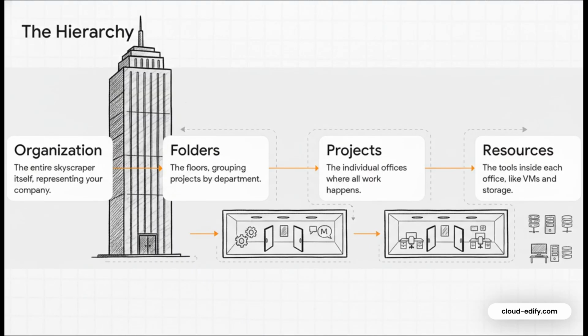First, you've got the organization. That's the entire skyscraper. Then you have folders. Think of these as the different floors in the building, grouping things by department, like, say, engineering or marketing. Now, on those floors are the projects. These are the individual offices where the real work gets done. And finally, inside each office, you have your resources. These are the desks, the computers, the tools, your virtual machines, your storage, all the stuff your teams use every day.